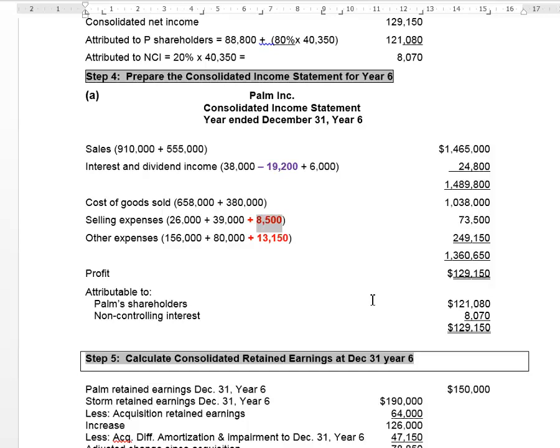So in total, we've got expenses of 1,366,650. So if we take the 1,489,800 and deduct from it the 1,366,650, we're going to get 129,150.